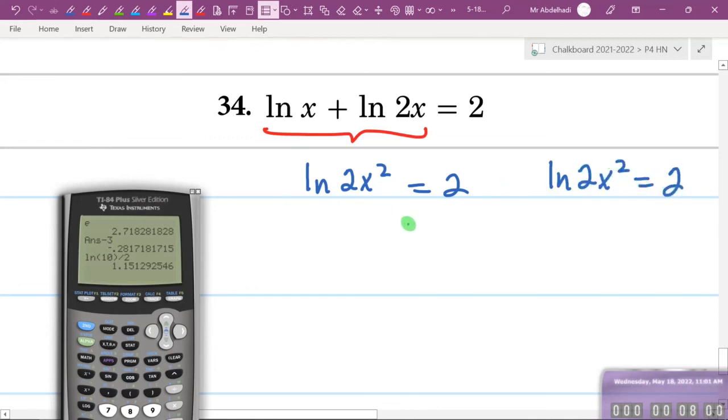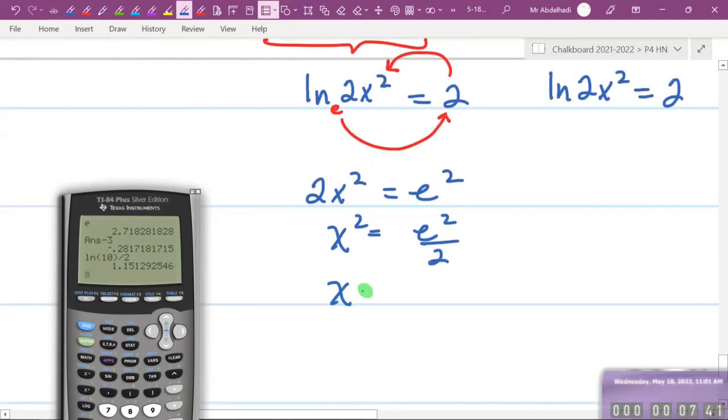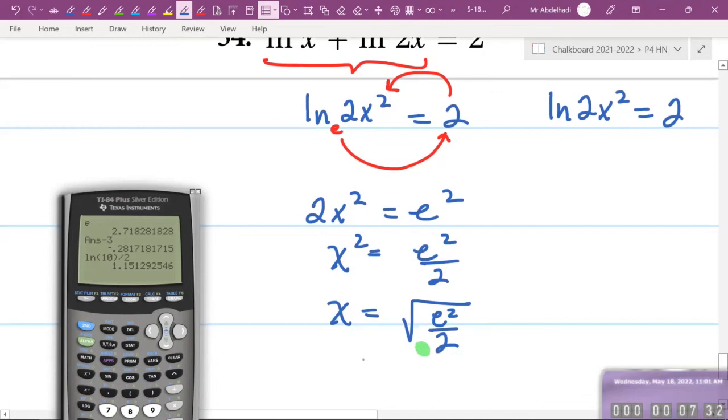Okay. The way that you're probably most familiar with is to say that's an e. So this to the power of this equals this. So 2x squared equals e squared. Divide both sides by 2. X squared equals e squared over 2. Square root both sides. X equals the square root of e squared over 2. Okay. Now, is there a plus or minus? I'm not going to worry about that for this quiz here, but that would be the exact answer.